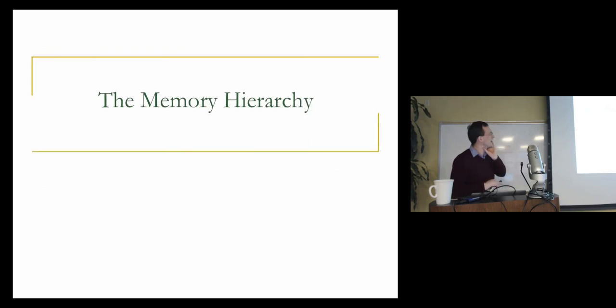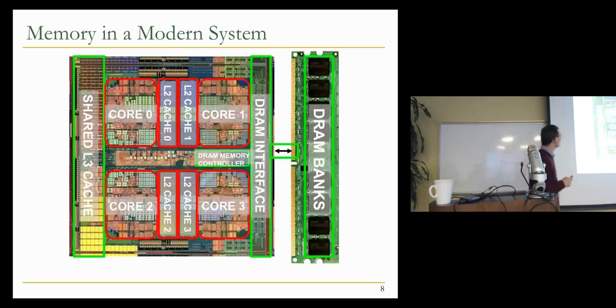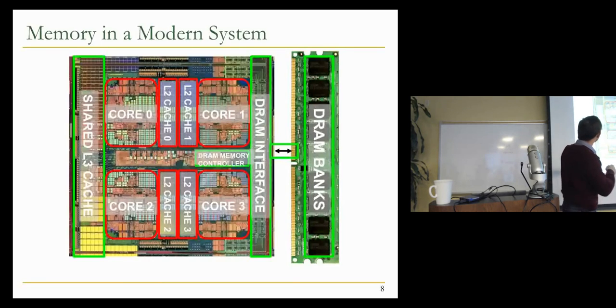Now let's focus on the hierarchy aspects of memory. If you look at a modern system, it actually consists mostly of memory. Well, this is an old system. This is AMD Barcelona. Cores are reasonably large over here. But even with this system, most of it is really dedicated to part of the memory hierarchy, right? You have the L2 caches. And L1 caches, I don't delineate them here, but actually they occupy a good chunk of the core space.